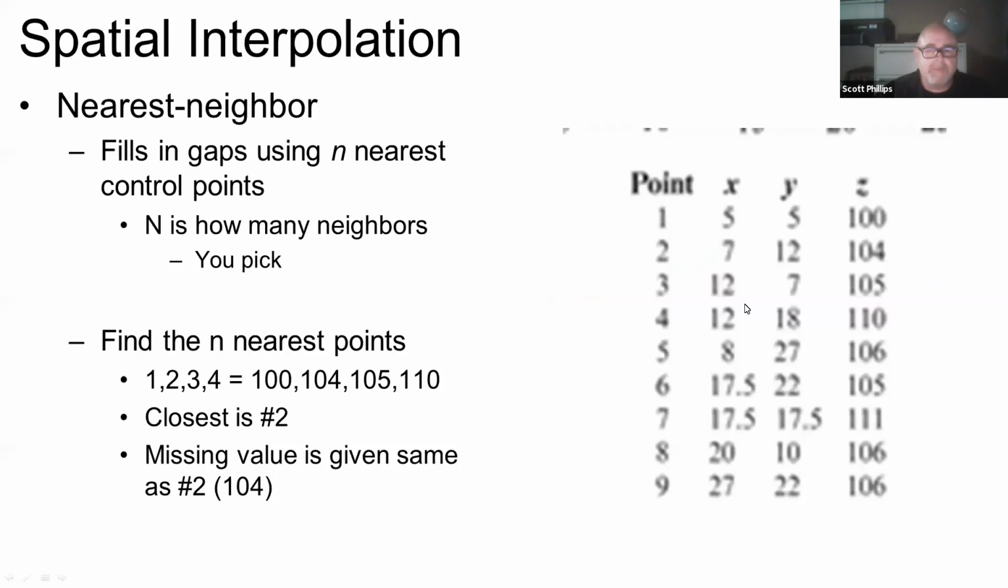Here's a closer view of that point table below. So in the example in the book, if your closest ones are the first four, 1, 2, 3, 4, but the very closest one is number 2, then you just take the value for number 2, and that missing value is 104.